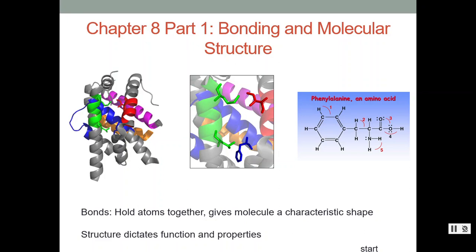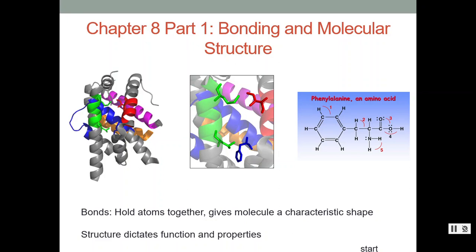My most favorite chapters in this course, this chapter on bonding and molecular structure. I really love this chapter because we're going to start to look at atoms and the connections between them, their bonds, and see how those bonds shape a particular molecule and how that shape gives that molecule certain physical and chemical properties.